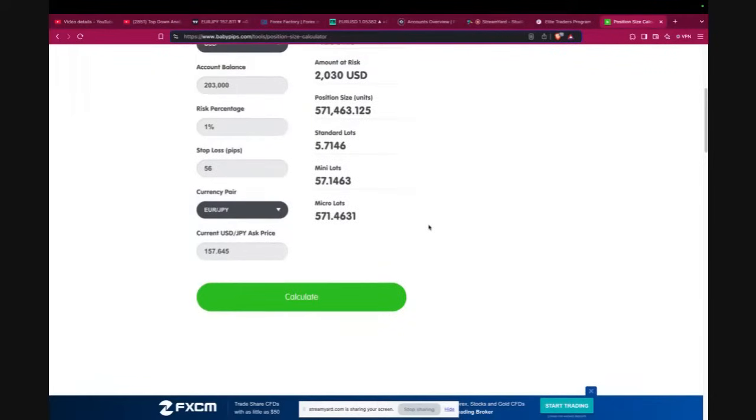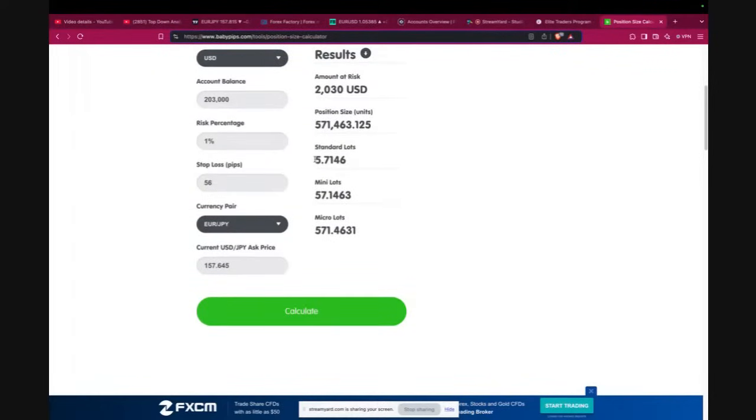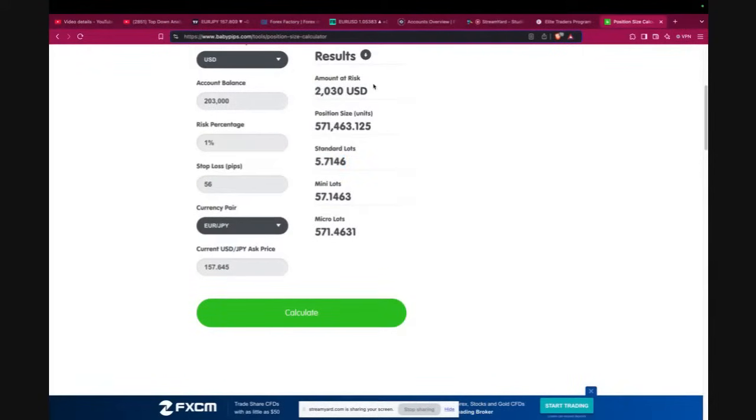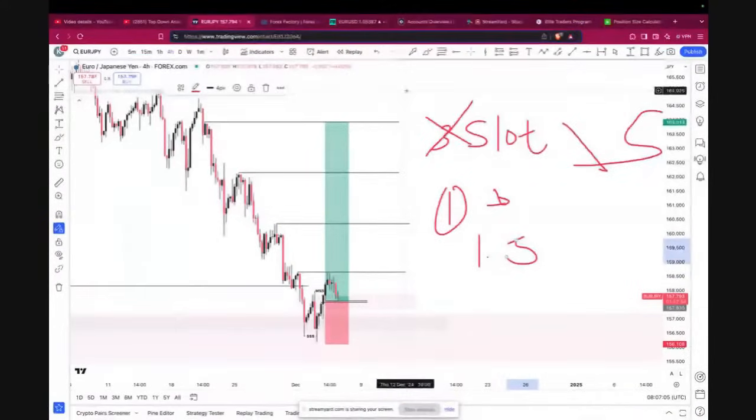Calculate. You can go up to 5 standard lots for this entry according to this. And you're risking $2,000 for the entry. That's 1% of your account. $2,030. That's the risk you're exposing yourself to. And if this trade delivers, in any challenge you're taking, you're going to be in massive profit.